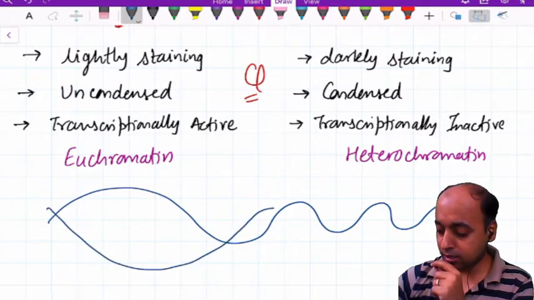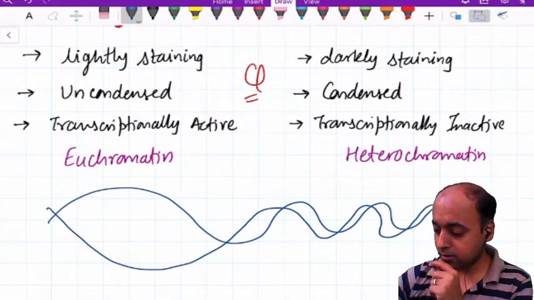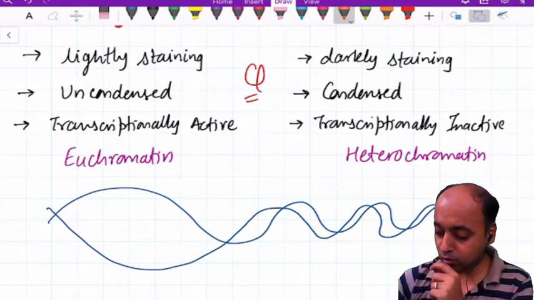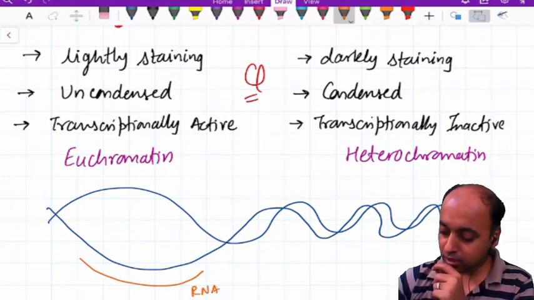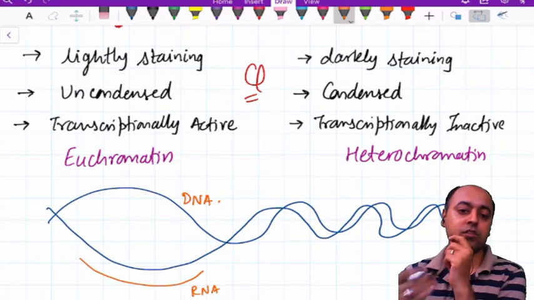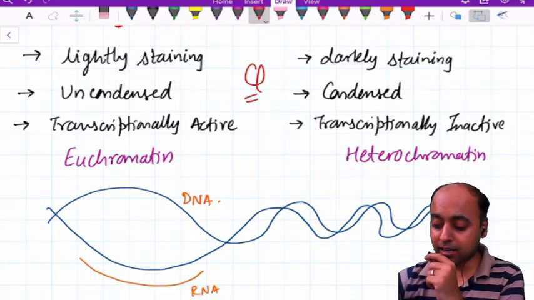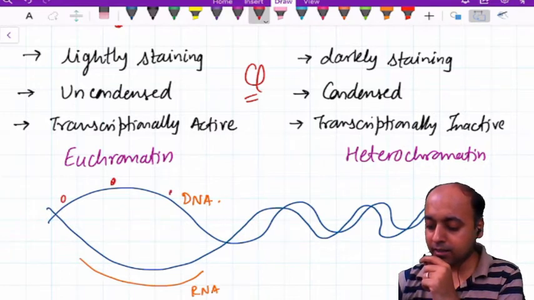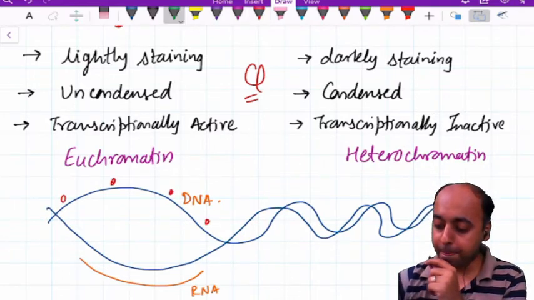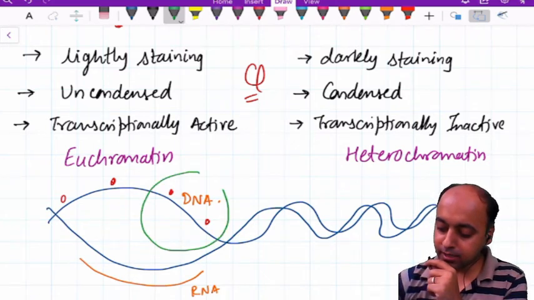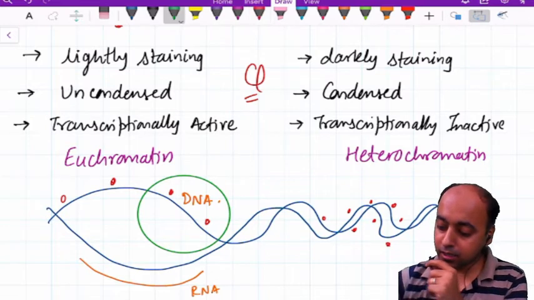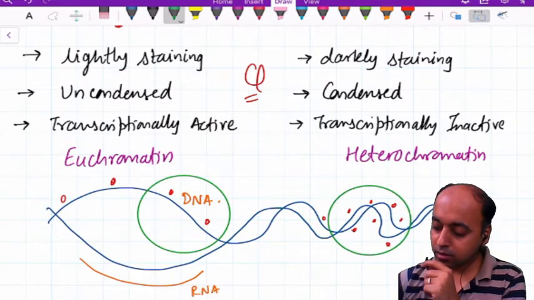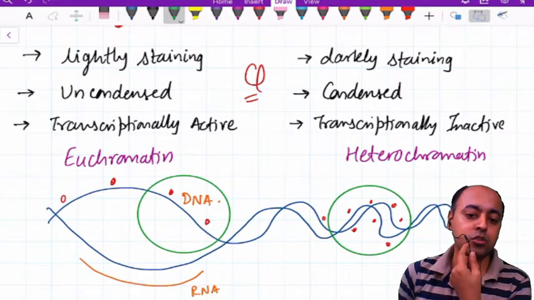This is showing the uncondensed state, and in this you can mark that transcription is also going on. You can label this as the RNA, and you can label this as the DNA. So it covers all three parts, and you can finally add the dye particles. When you add the dye particles, you need to remove the DNA. You just draw a circle like this, lightly staining, and here you can draw multiple dye particles, and again draw this structure and say darkly staining.